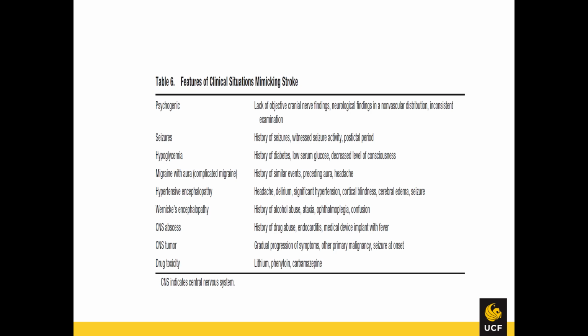Hypertensive encephalopathy: headache, delirium, significant hypertension, cortical blindness, cerebral edema, and seizure. Wernicke's encephalopathy or Wernicke-Korsakoff syndrome. You've probably heard of that. Usually, there's a history of ETOH abuse, ataxia, ophthalmoplegia, confusion. CNS abscesses: histories of drug abuse, endocarditis, medical device implant with fever. CNS tumors can cause this as well, and then drug toxicities.